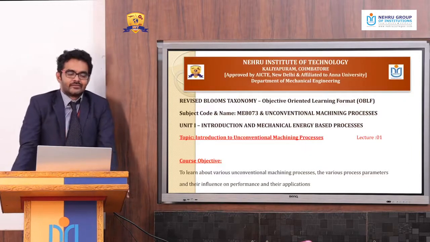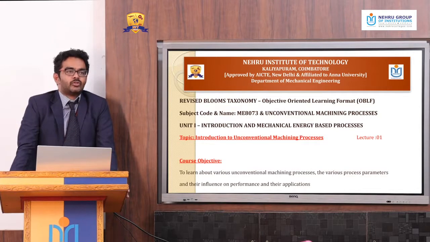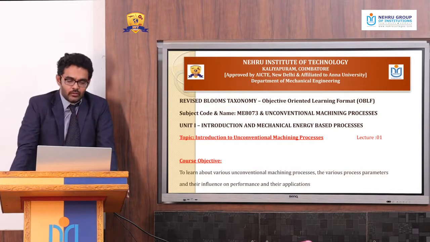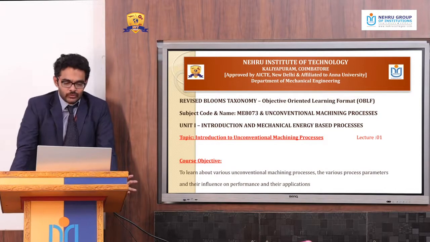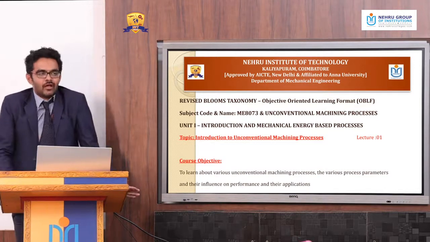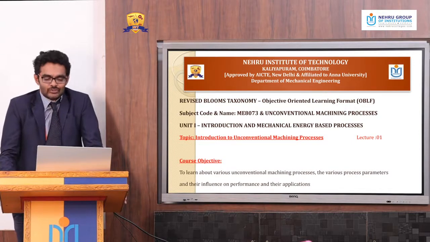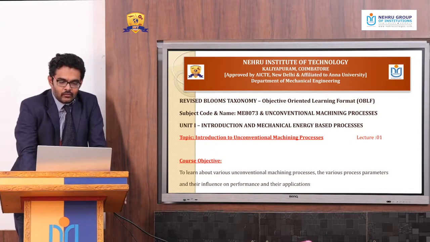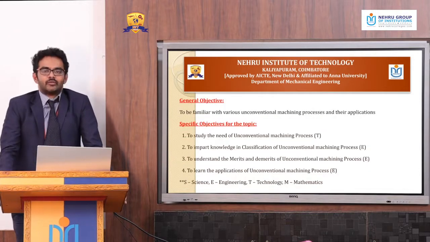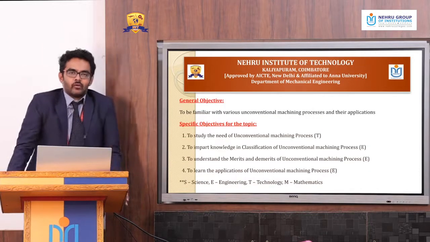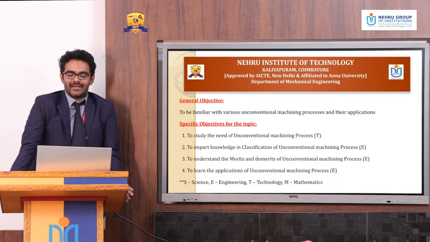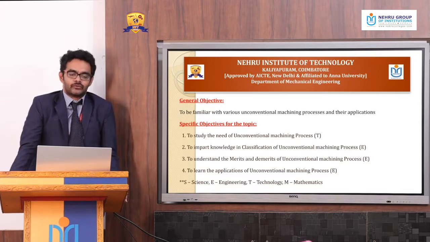This is the revised Bloom's taxonomy, the outcome-oriented learning format. The topic is introduction to unconventional machining process. The course objective is to learn about various unconventional machining processes. This is the first topic in the unconventional machining process, right? Here we have to discuss the general objective: the students should be able to understand the various modern machining processes.